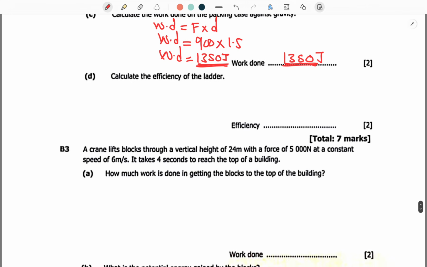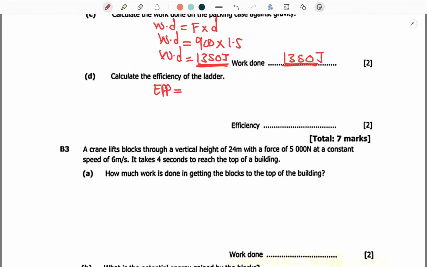So efficiency is equal to what the machine is producing. Just a minute, where's my calculator? Okay, so efficiency. What is efficiency? Efficiency is basically how much work output your machine is giving out. Okay, how much work output your machine is actually giving out.